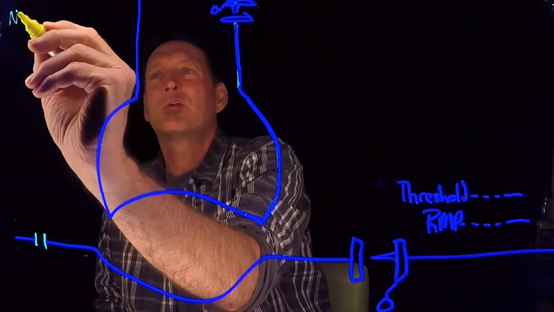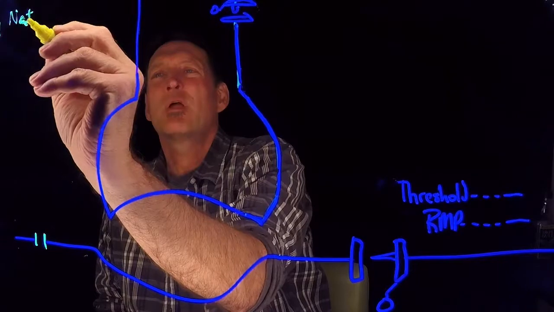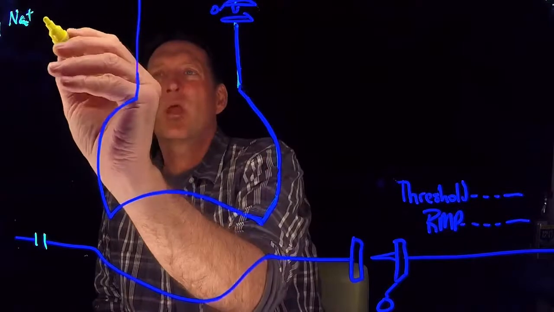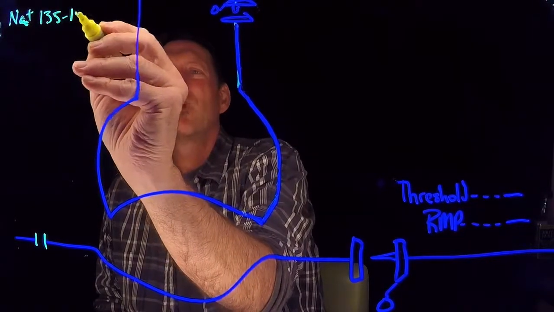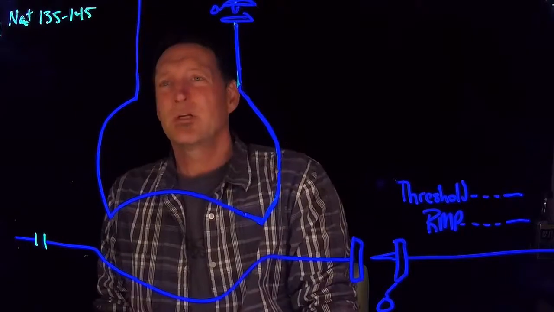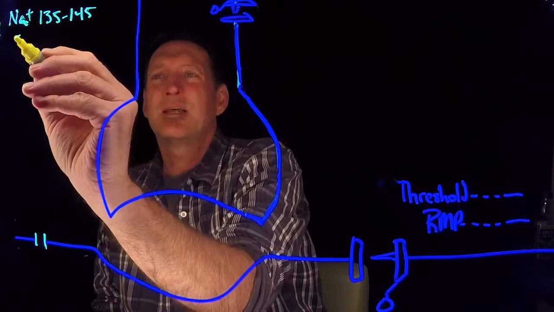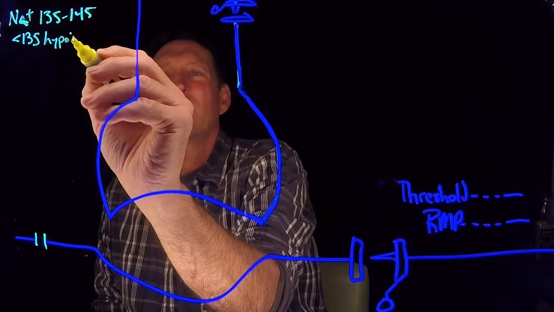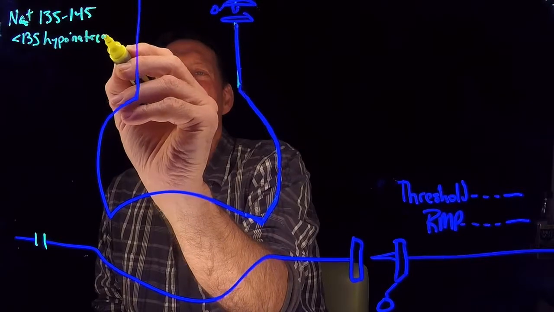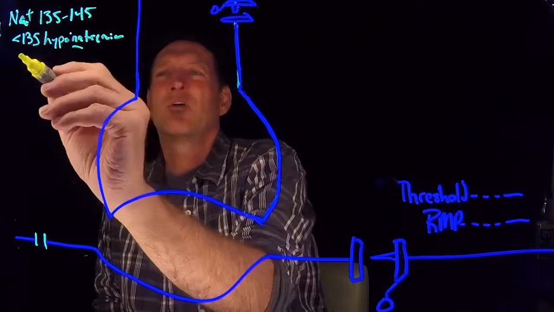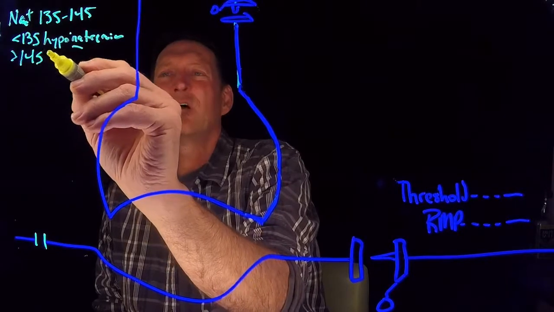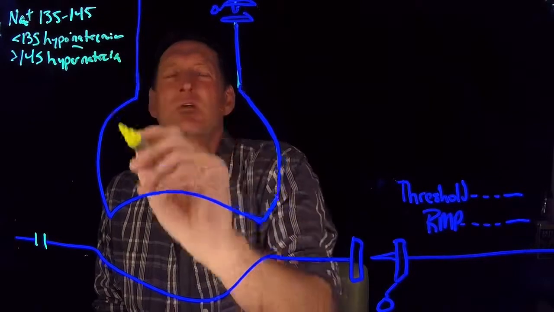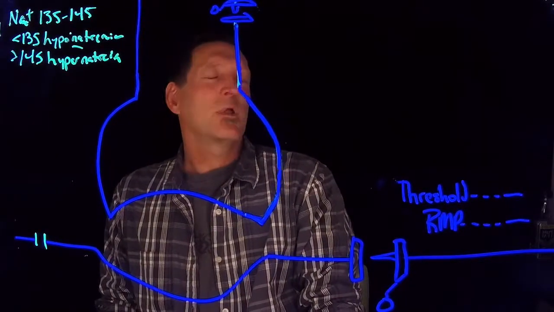So when we're looking at sodium, sodium is your primary electrolyte that's located outside the cell. Sodium, the range is 135 to 145, and that's measured in milliequivalents per liter. Now, if we go less than 135, we're going to call that hyponatremia. And so natremia just refers to, as you can see right here, sodium. If I go greater than 145, I'm going to call that hypernatremia. All right.